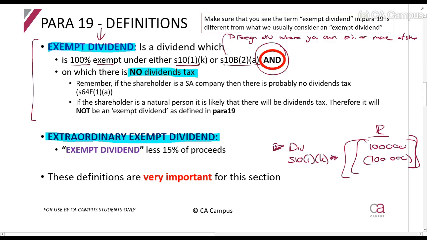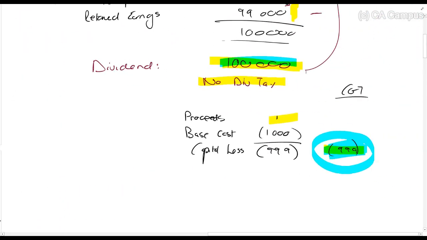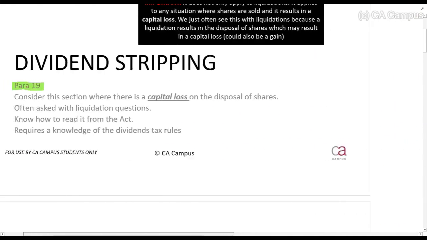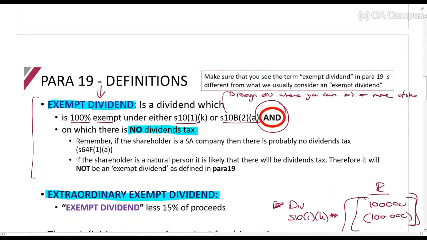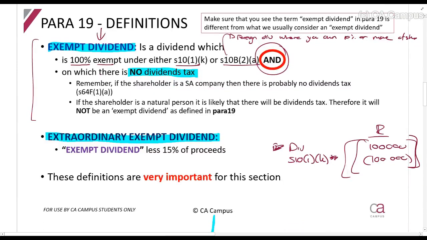There must be no dividends tax paid. When is there no dividends tax paid? For example, if one company pays to another. So what does SARS say? It's this exact example that I just used here. The dividend of 100,000 Rands is 100% exempt, and there's no dividends tax. So how much money does SARS make out of that transaction? Nothing. So if SARS makes nothing, then they don't want to allow you to claim a capital loss. So for now, an exempt dividend is a dividend which is 100% exempt from income tax and 100% exempt from dividends tax.